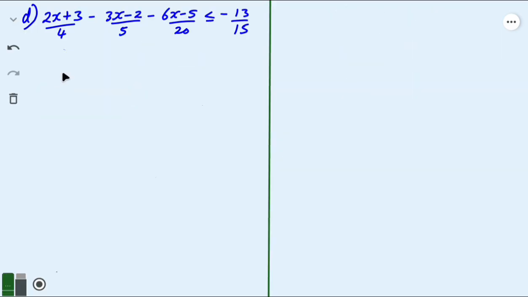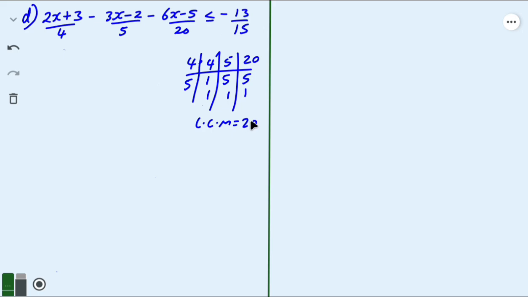Let's consider the fourth example given here. So to solve this inequality involving fraction here, we have to find the LCM of the fraction at the left hand side first. And what is the LCM of this fraction? The LCM is 20. You can use any method of your choice to figure out the LCM of the fractions given to you. But let's consider this. 4 in 4 is 1. 4 cannot go in 5. 4 in 20 is 5. 5 in 5 is 1. So your LCM is going to be 20.